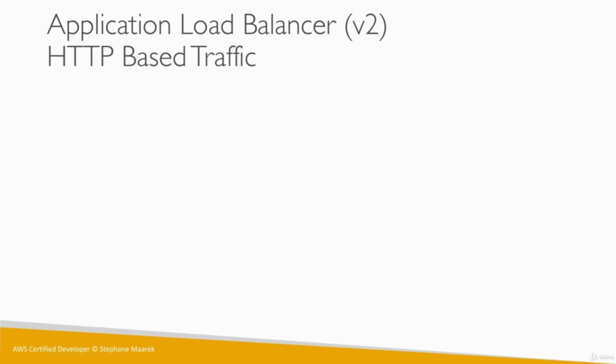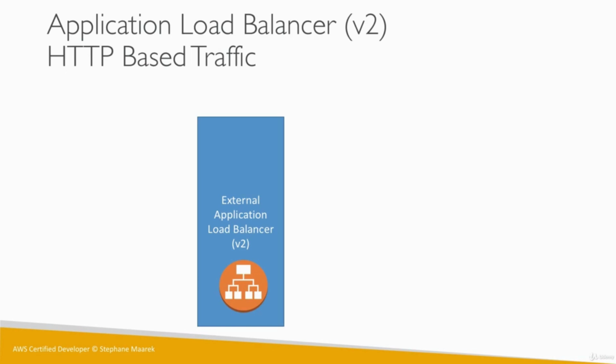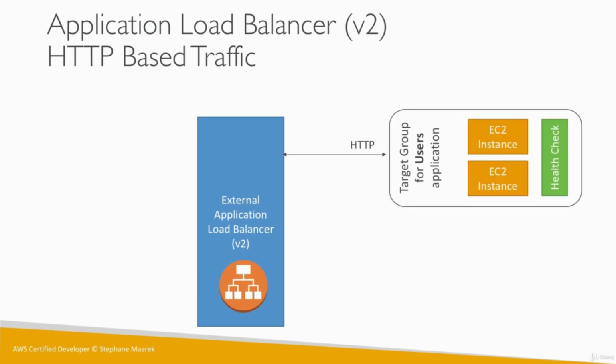So as a diagram, how does that look like? Well, we have HTTP based traffic, and so we have our external application load balancer, v2, and there's going to be a target group. And maybe our first application is the user's application. So we have our target group, and we have EC2 instances, and we also define a health check to make sure that these instances are healthy. And so our load balancer will redirect the HTTP based on the route. So if a user comes and says, I want the route /user, then the load balancer says, okay, I'm going to redirect to that target group on the right-hand side and to the instances that are healthy.